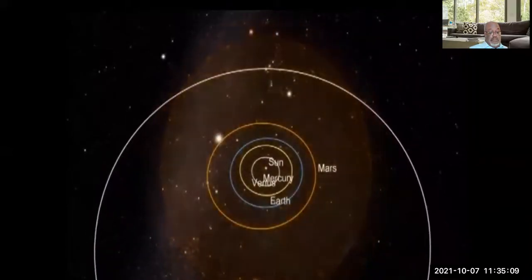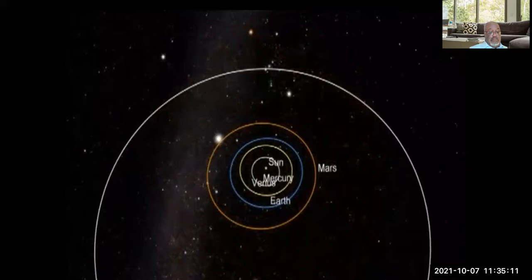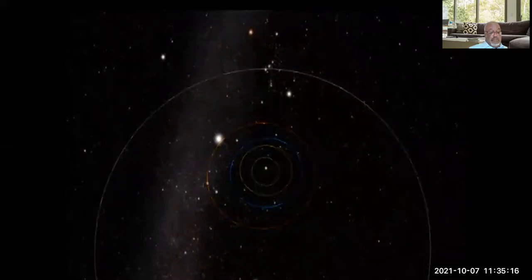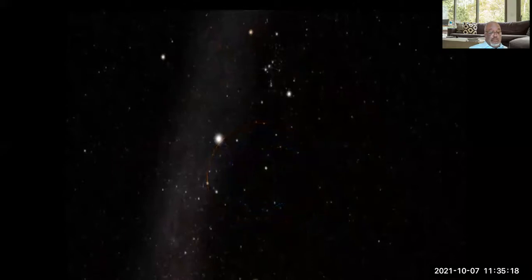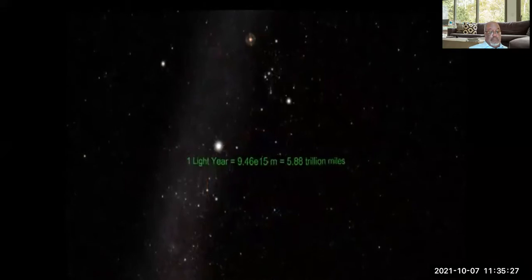The size of Betelgeuse pales in comparison to its distance from our planet. Astronomers often use the term light year when referring to stellar distances. A light year is a measure of distance, not time. 1 light year is roughly 6 trillion miles.